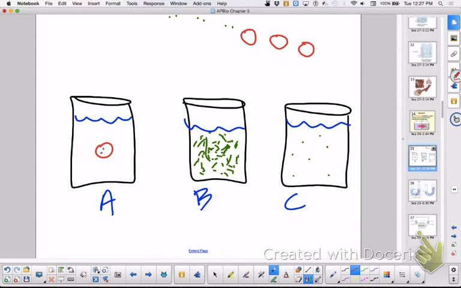I want you to talk about things like hypotonic, hypertonic, isotonic. Describe what is going to happen to the red blood cell in each of those situations. Go.